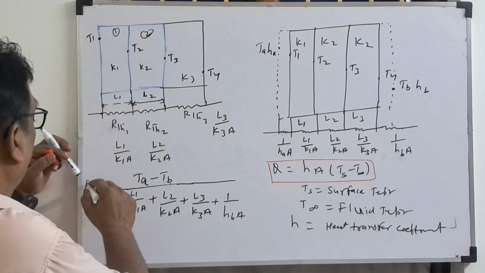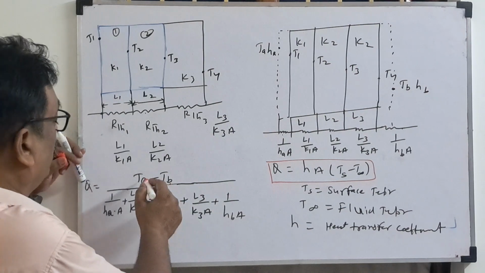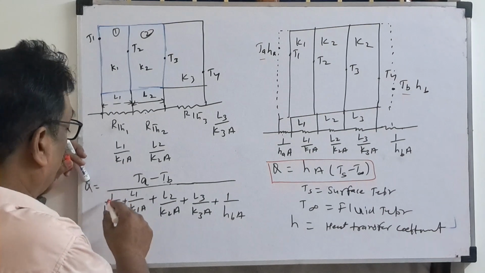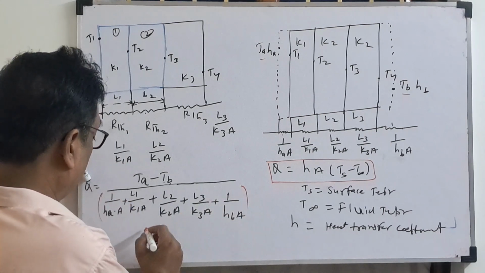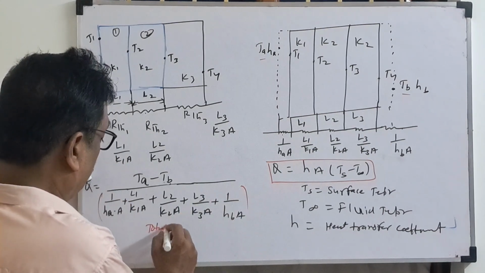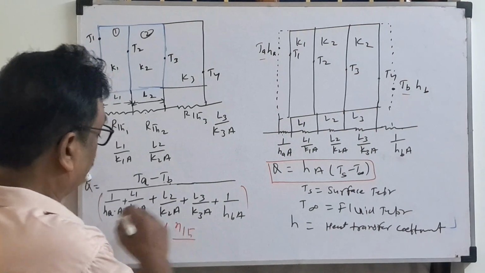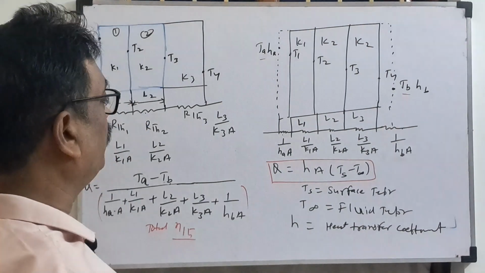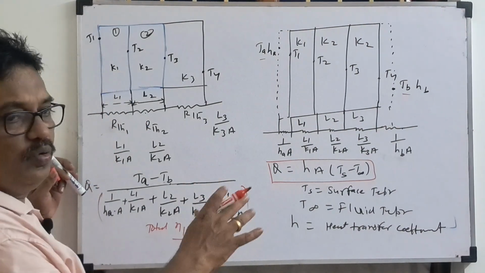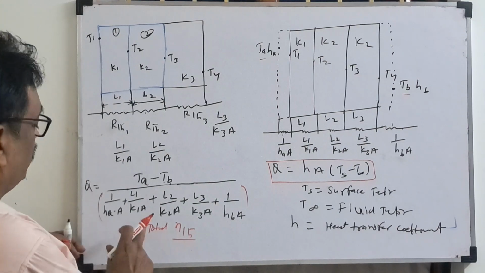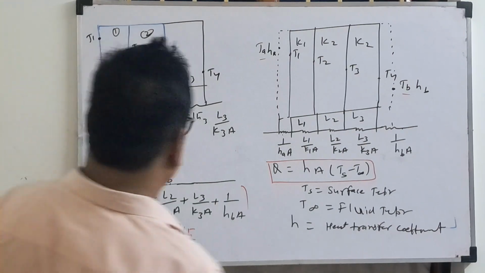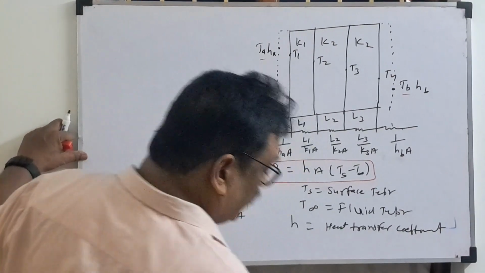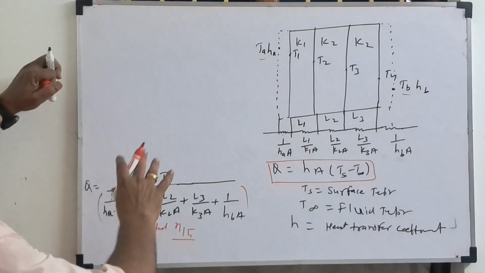So what we saw in our heat flow rate: heat flow is the overall temperature difference, TA minus TB, divided by the total thermal resistance. This is known as the total thermal resistance. Based on this, 3 or 4 problems will be there, and 2 or 3 of these problems will come in your exam. Now here again we'll modify this. The problems we will solve in the next video; first, today up to this.